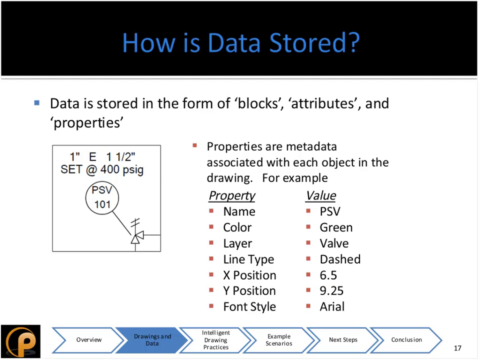And then finally, we have properties. So properties might be metadata associated with different object types within your electronic drawing. So each object might have a different set of properties. But some examples might be the name of that object, or the color, or the layer, or the line type, position, font. So all these are different properties associated with an object. And so all of this data can also be pulled, right, and exported and used in some sort of evaluation.